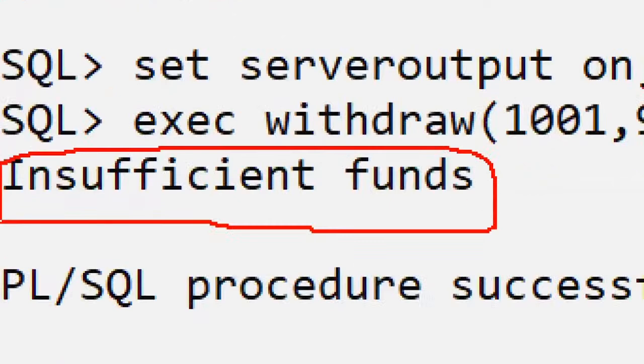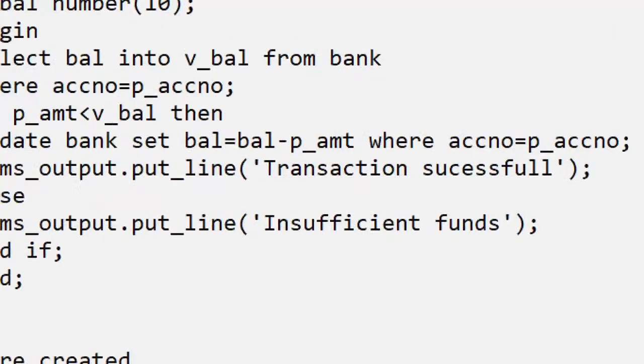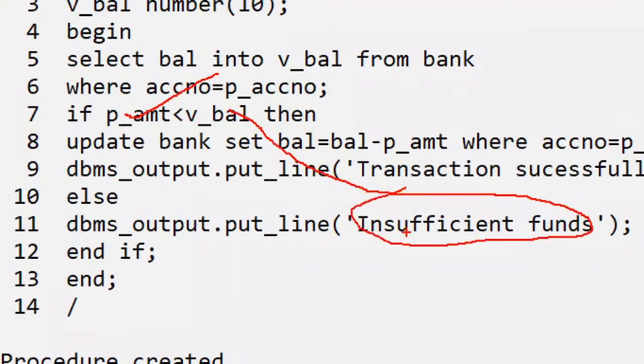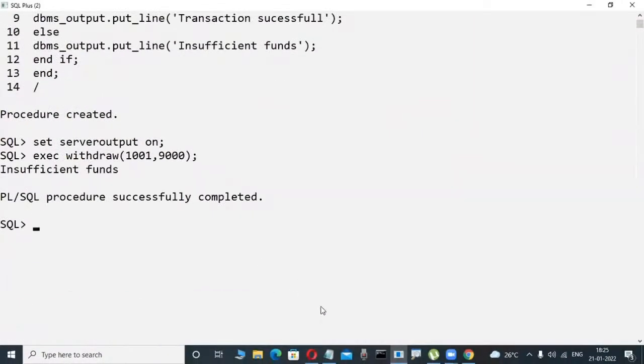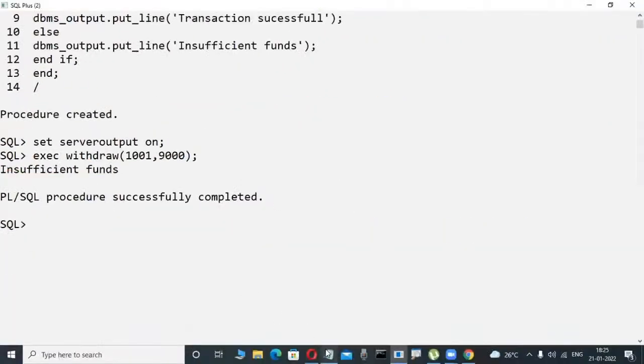It will display the message or not. How is it possible? This coding is executed, whatever I'm writing is executed. Your amount is more than the available balance, that's why insufficient funds. It will display the message, yes. Now suppose, for example, observe the logic here. The insufficient funds message will be displayed. Yes.